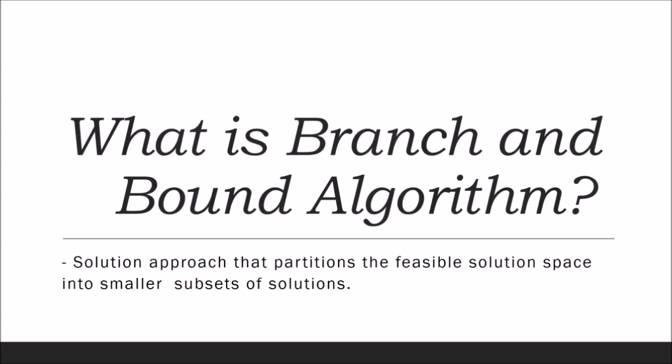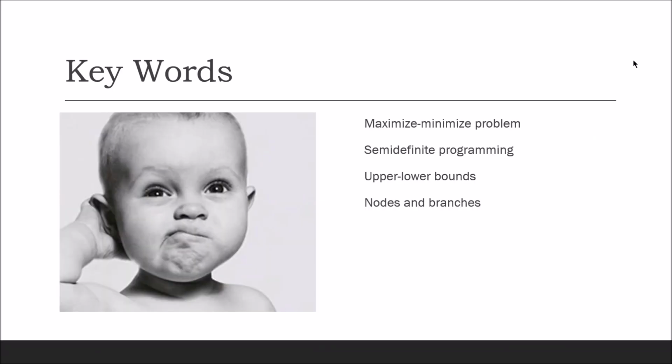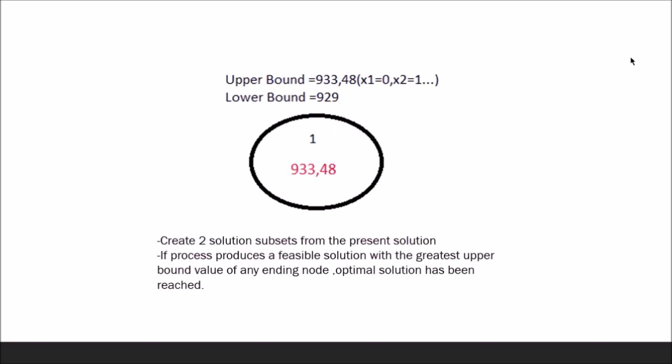The first thing is, what is the branch and bound algorithm? It's a solution approach that partitions the feasible solution space into smaller subsets of solutions. You probably don't understand anything from this explanation. So imagine you have a problem with some variables and want to know the maximum value of your result. To get this number, you do a lot of mathematical operations, for example semidefinite programming, and get the upper and lower bound. Congratulations, you now have a root node. We must test the solutions within these bounds to determine the best one.